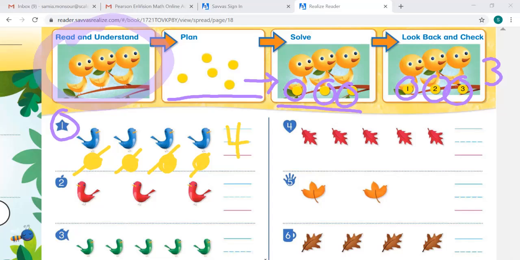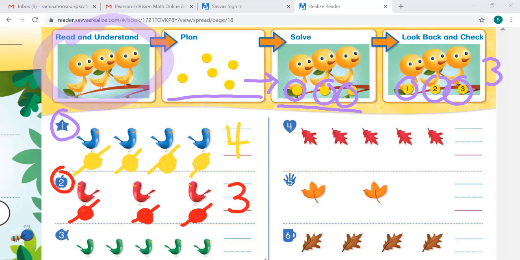Okay, let's go to number 2. Let's get our counters. So we're going to put our counters at each of the birds. All right, so I have that many counters to put down. So let's count them together. 1, 2, 3. The last number I said was the number of birds there are. 3. So you can skywrite that with your finger. 3.